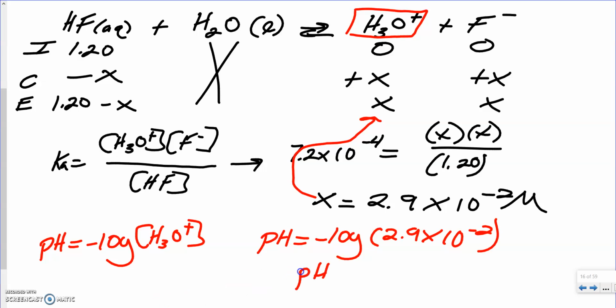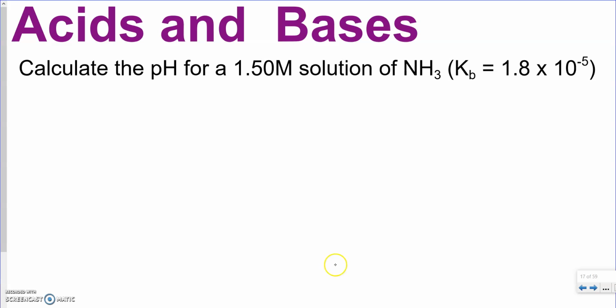And I'm getting a pH for this particular solution to be 1.53. No units for pH. So, okay, not too bad. Let's try another one. What is the pH of a 1.5 molar ammonia solution given Kb is 1.8 times 10 to the negative fifth?